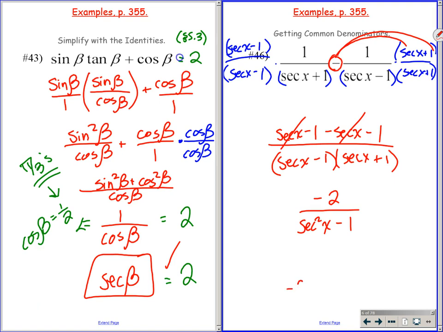Why is the final answer going to be -2 cotangent squared of x?